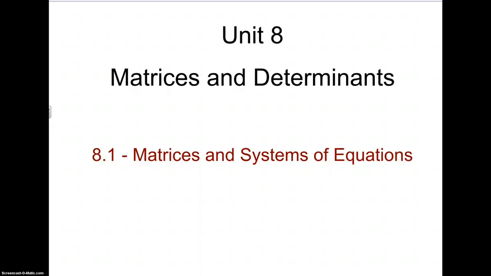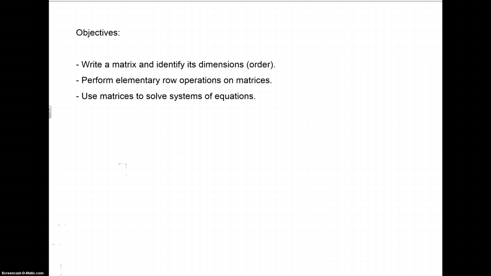Okay, we're going to start our talk about matrices and determinants by looking at using matrices to help us solve systems of linear equations, particularly systems that have more than two variables. Our objectives are to write a matrix in the appropriate format in order to use the calculator to do these operations. We're also going to do some manual operations to perform elementary row operations so that you understand what the calculator is doing. And then we'll, of course, use the matrices to solve systems.